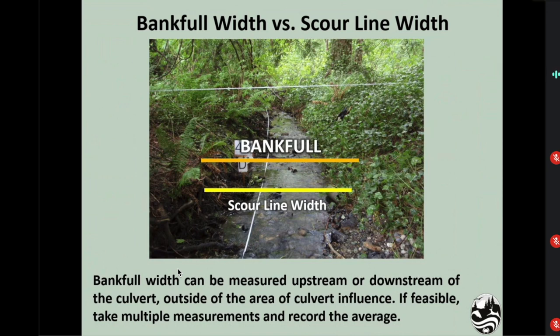You try not to get in the habit of saying, okay, the top of the bank is here, but this other bank is up here, and you're measuring not horizontal. You want to measure horizontal, essentially as the water would do. The slide also notes to take multiple measurements and record the average. So you want to move around a little bit to get a representation of the stream. Very, very important measurement.